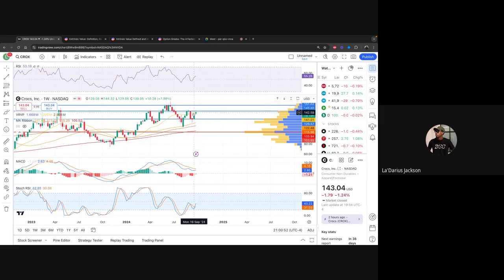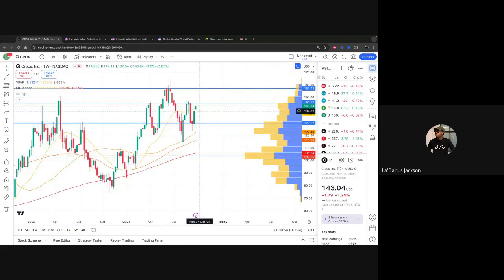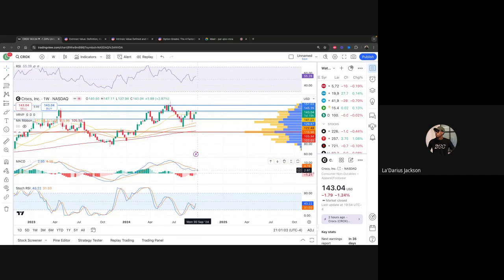Textbook. That's great. We are above our 20-week moving average, which is great. And then we have a pending MACD crossover. We also have stochastics pretty low at 43, and it's pointing up.